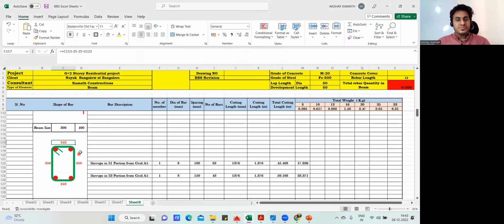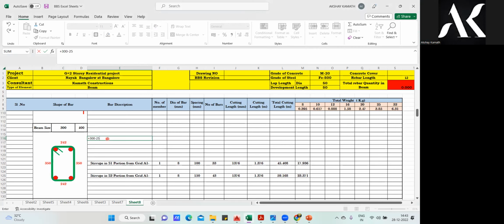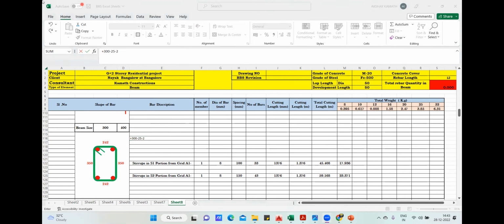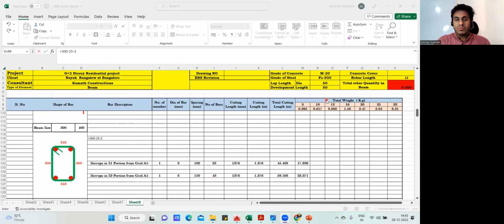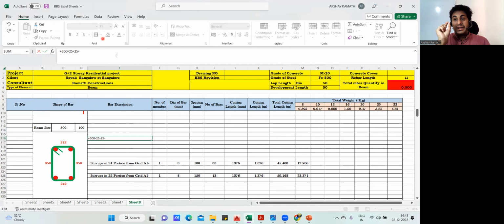So what I've done, I'll do it here only. Plus 300 overall length, minus 25 mm on the left side, minus 25 mm on the right side, minus the diameter of the stirrup, because we are taking the length from the center of the stirrup to the center of the stirrup. So minus half stirrup from here, minus half stirrup from here, which is a complete stirrup, and the stirrup diameter is 8 mm, which is given in the drawing. So I'll do minus 8 and enter, finish.